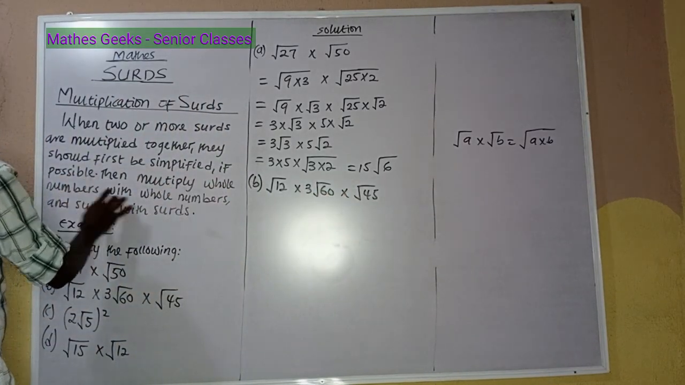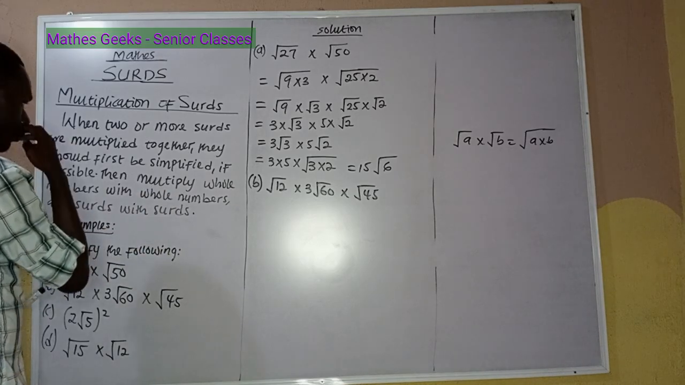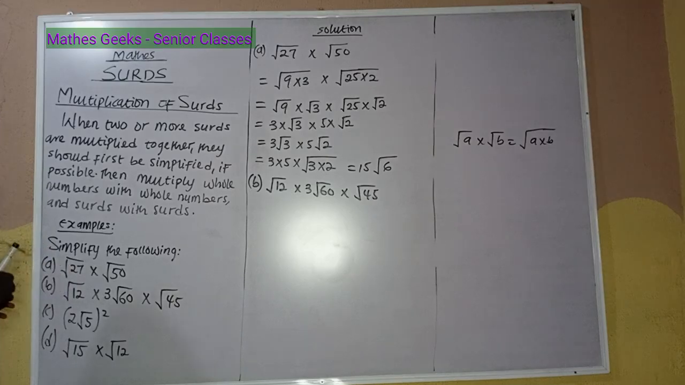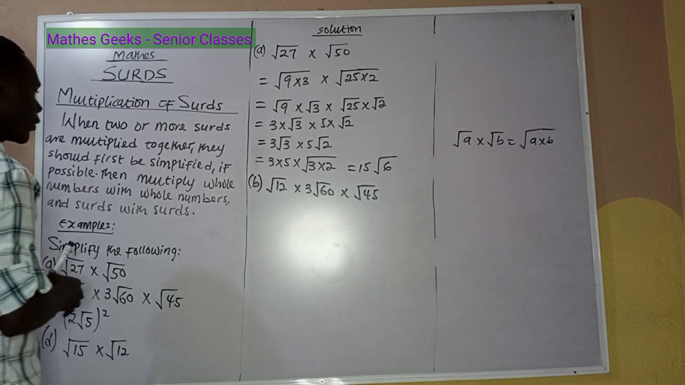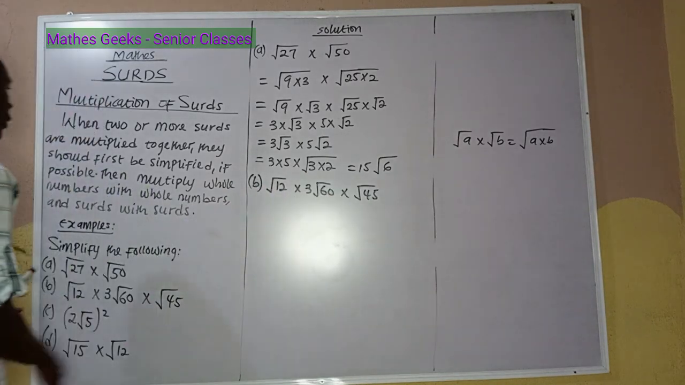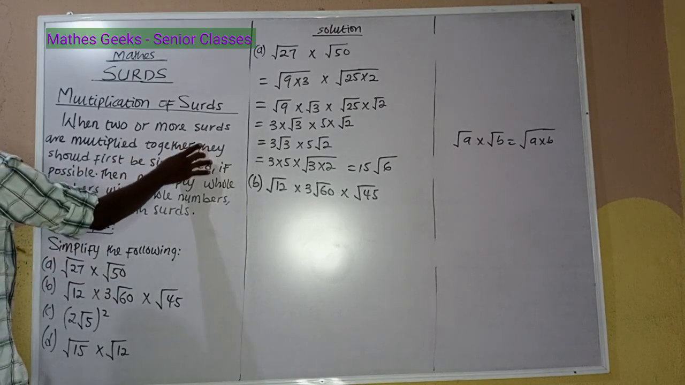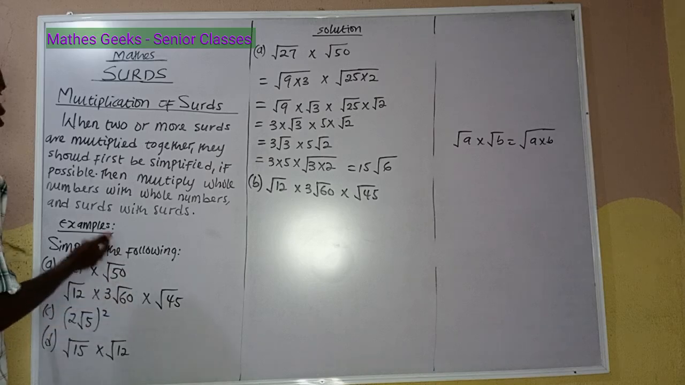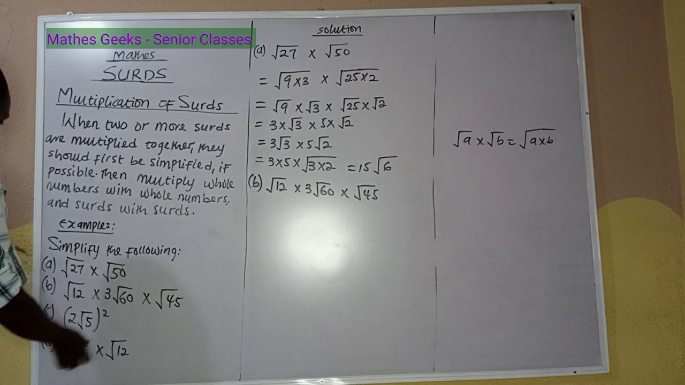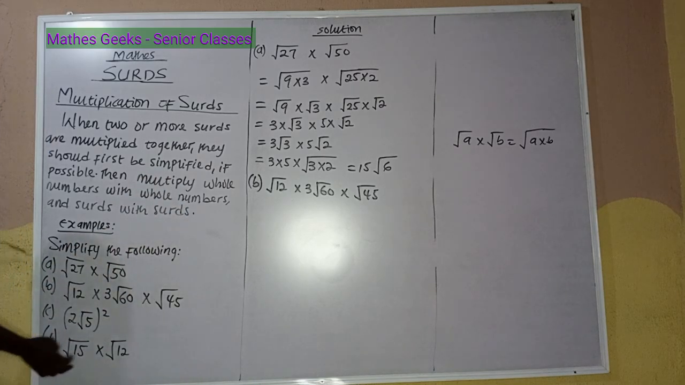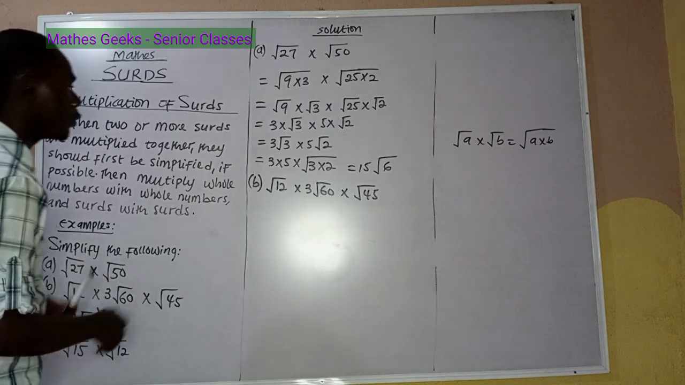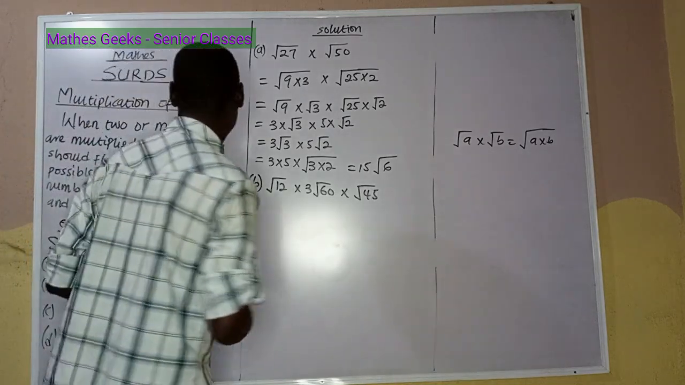multiply whole numbers with whole numbers and surds with surds. But if any of the surds is such that you cannot simplify it, then you can multiply it right away, because it says they should first be simplified if possible. It's only when it's possible that you simplify. Like this (d) here, root 15, there's no way you can simplify root 15. So there are cases where you might not be able to simplify a particular surd, but if it's possible, ensure that you simplify before you proceed with multiplication.